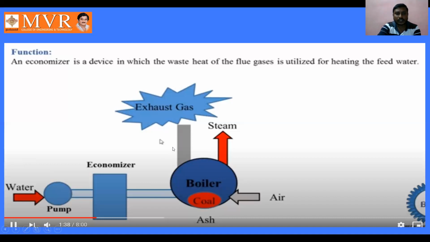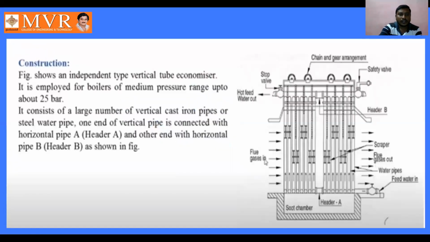What are the exhaust gases which are moving out into the atmosphere? From the exhaust gases, the economizer is going to collect the waste heat, and it is again used for heating the feed water. This is the function of an economizer here. And coming to here, we can observe the construction of this economizer.